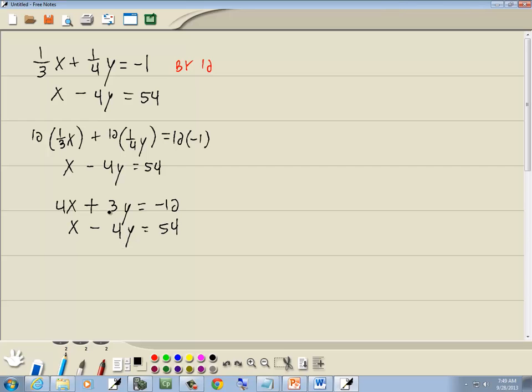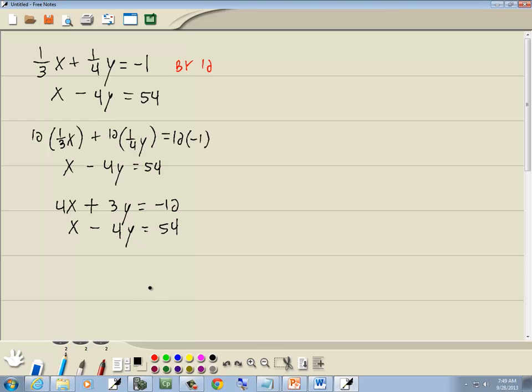Now, if I wanted to eliminate the y's, the signs are different, so that's good. To figure out what to multiply by, you always multiply by the other number. If I'm looking at 3y, I'm going to multiply by this 4 down here, so I'd multiply everything in my first equation by 4. If I'm looking at this negative 4y, I multiply by the other number, which would be the 3, so I'd multiply everything in my second equation by 3.